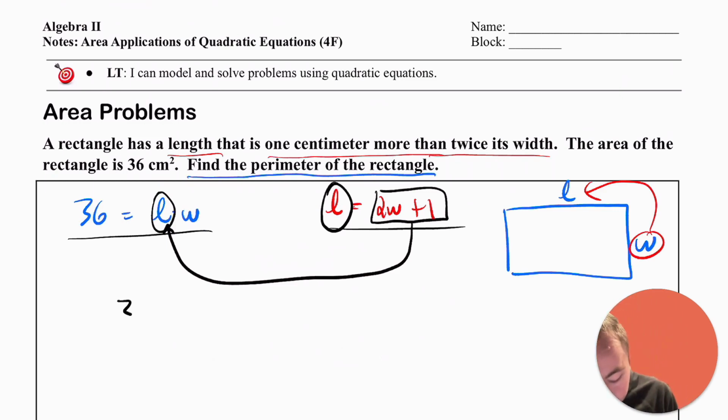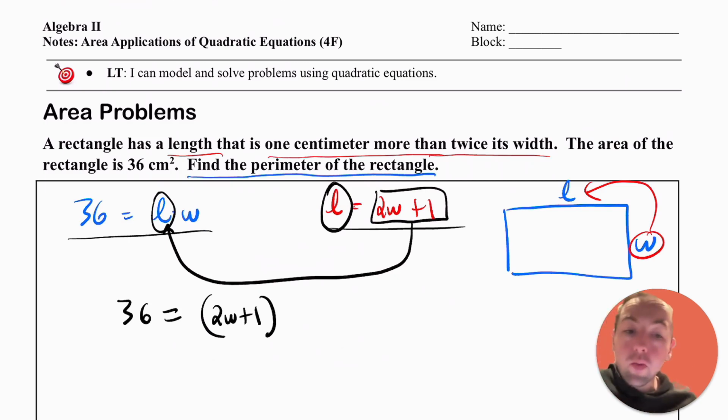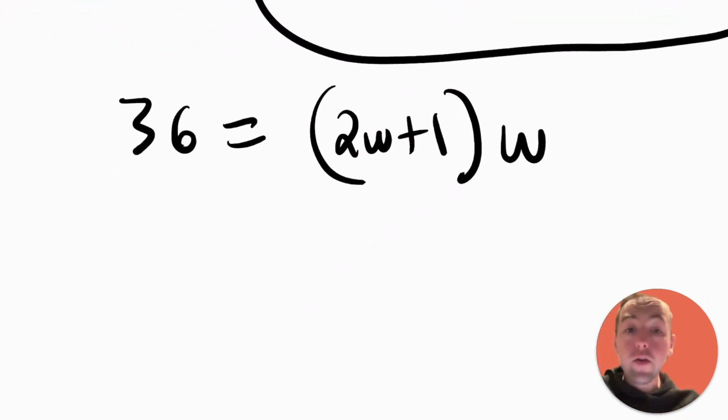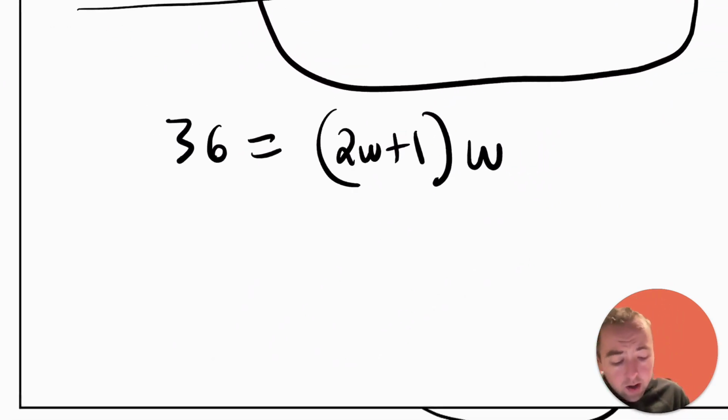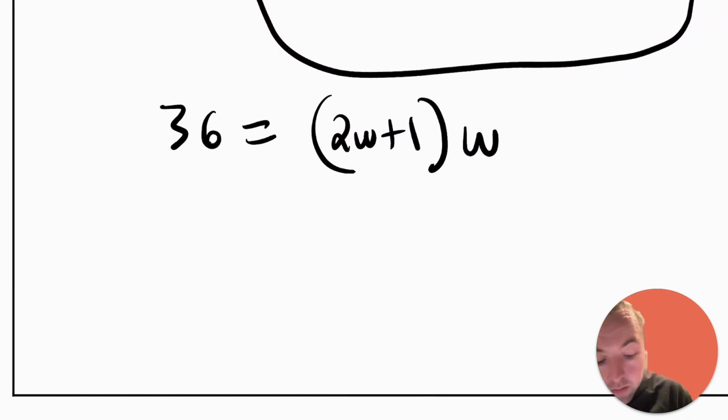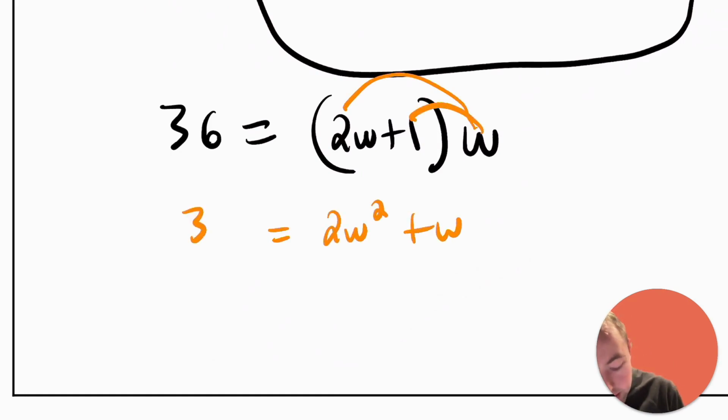So what that would look like then is we would have 36 equals, and I'll have to put this quantity of 2W plus 1 in parentheses right there, since it's going to multiply with W, so that that whole quantity multiplies with the W that comes after it, right? So here's our 36 equals the length of 2W plus 1 times the width, right? So now this just involves a variable W, and we should be able to solve for just this value of W. So if we distribute right there, we're going to end up with 2W squared plus W, and that's going to be equal to a value of 36 right there.